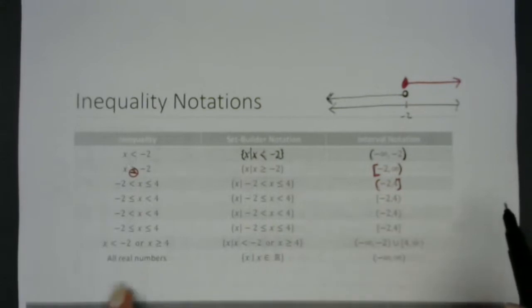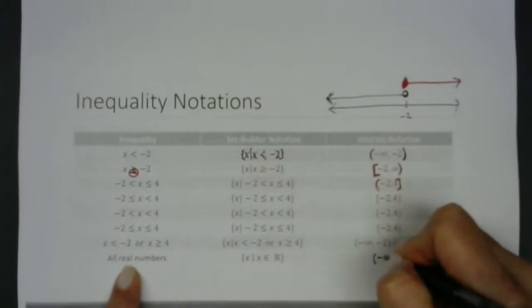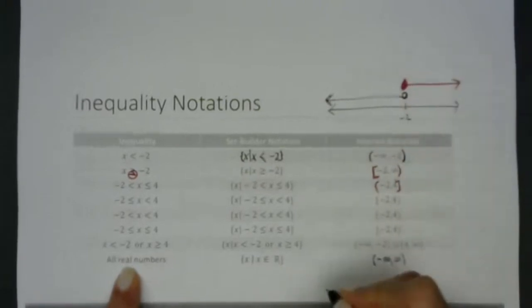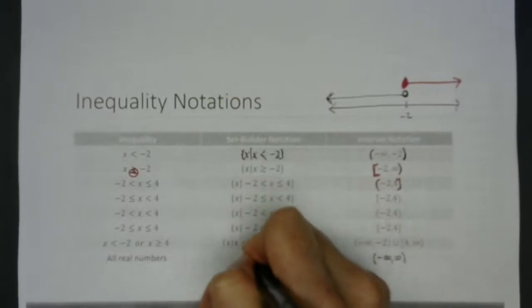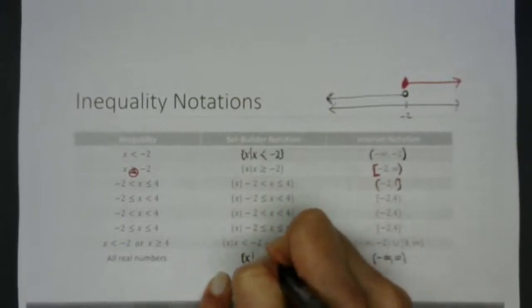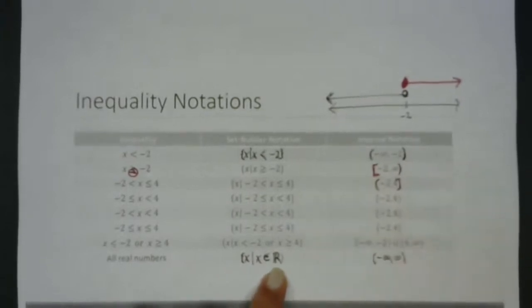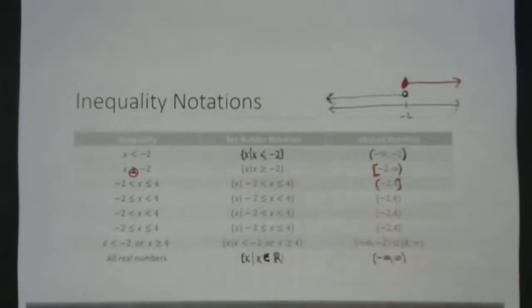If the domain or range is all real numbers, we of course would just say negative infinity to positive infinity in interval notation. In set builder notation, we would just say the set of all x such that x is an element of, and this funny looking R, usually a double stemmed R, is a symbol that we use to say all real numbers. So the set of all x such that x is an element of the real numbers. Okay, that's what that weird rounded out E symbol means.